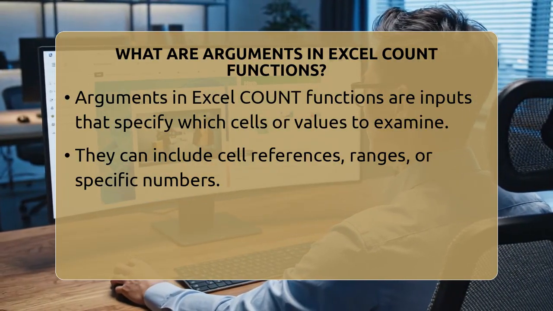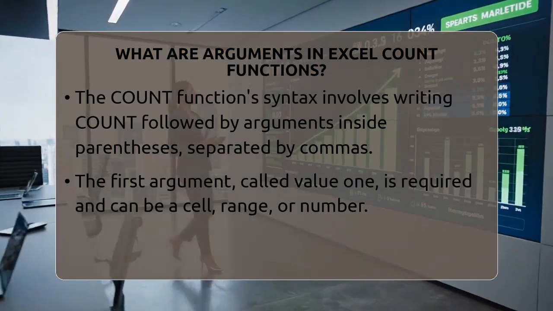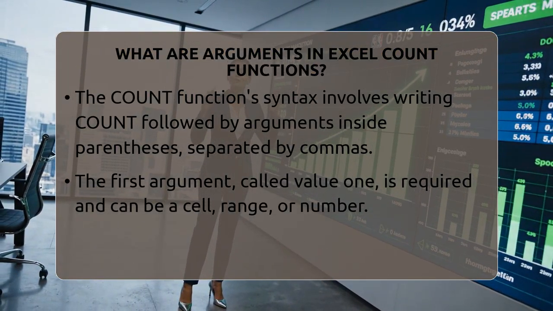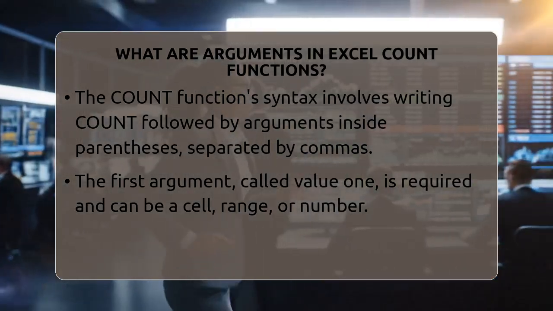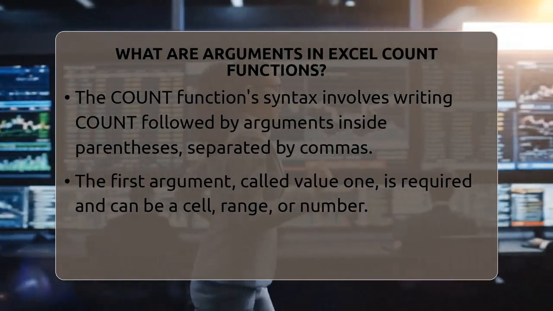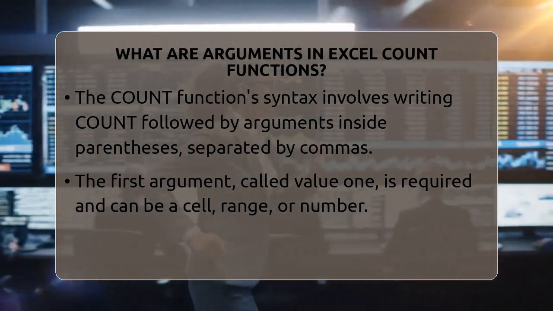The first argument is called value1 and it is required. You can give it a single cell, a range of cells, or a specific number. After that, you can add more arguments, up to 255 in total. These can also be cell references, ranges, or individual values.